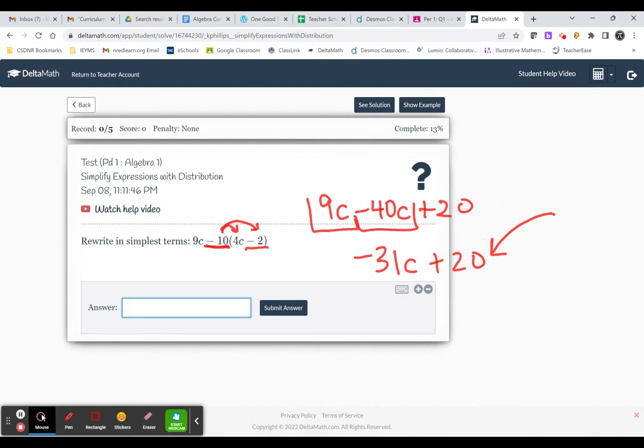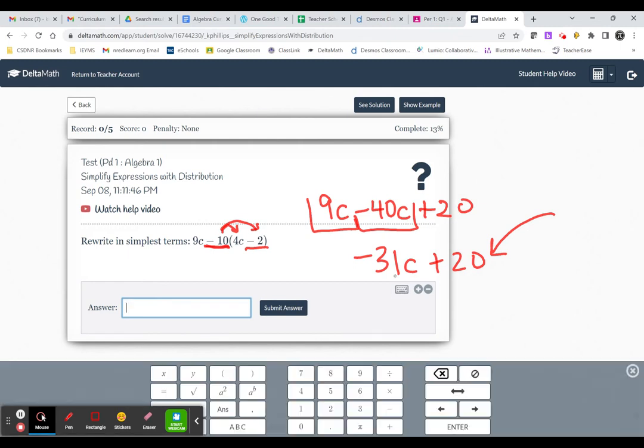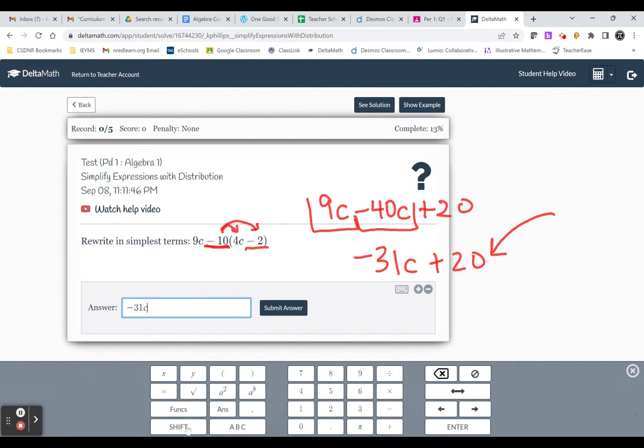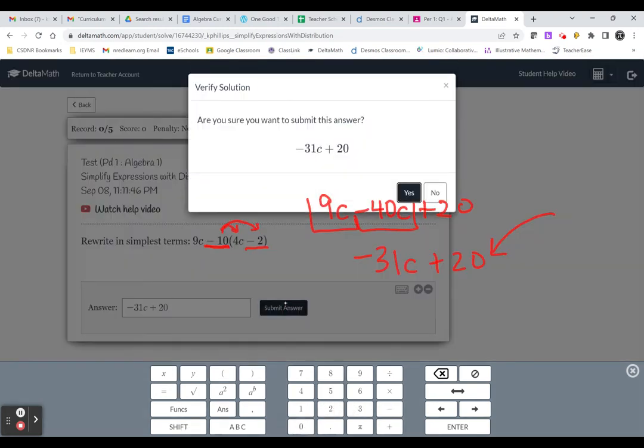So I'm going to type that here in the answer box. Negative 31c plus 20. Now I'm typing using a keyboard, but you could also use the Delta Math keyboard. When I click that little keyboard here, up pops all of the numbers and symbols. So a minus, a 31, the letter C would be down here for the ABC button. There we go. And I go back to my number pad, plus 20, and click submit.